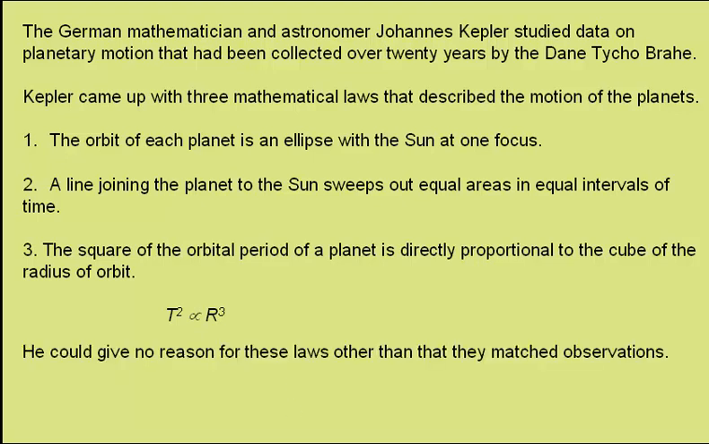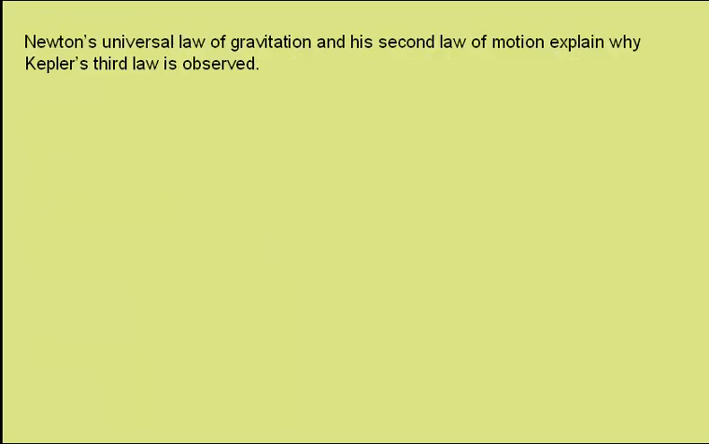He could give no reason for these laws other than that they matched observations. They're what are called empirical laws. They're based on experiment rather than any theory. Newton's universal law of gravitation and his second law of motion explain why Kepler's third law is observed. You need to be able to use these 2 laws to derive an expression which includes Kepler's third law.